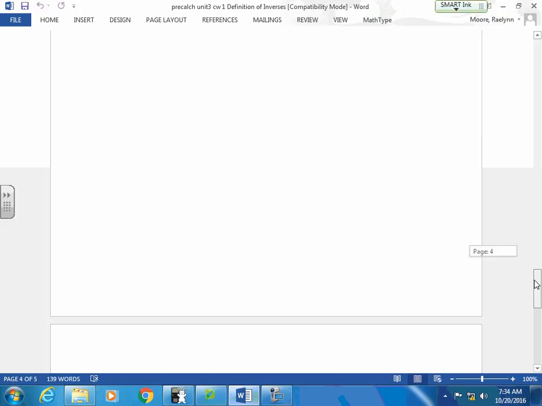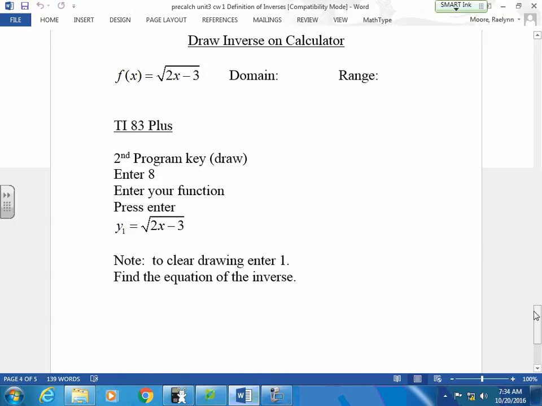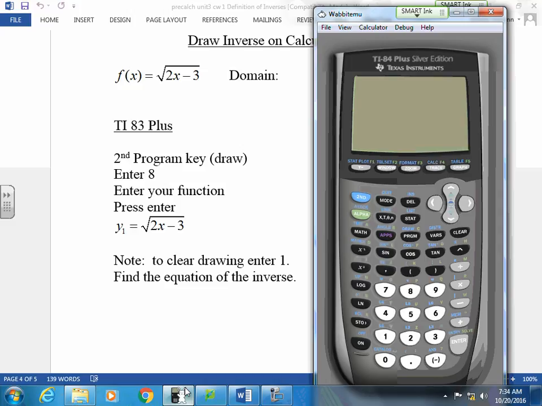And the next little part is just to graph this. Did you guys graph an inverse on your calculators last year? Okay, so we'll do that this time. We're learning all sorts of new things, right?